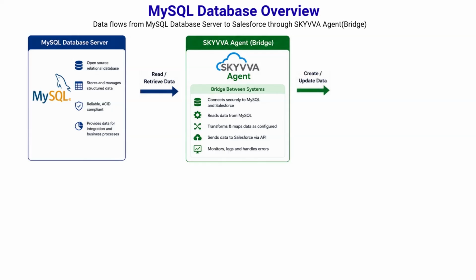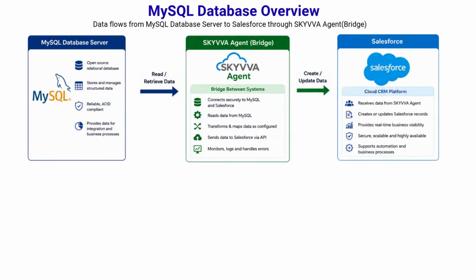Step 4. Send data to Salesforce. Once the data has been successfully transformed and validated, the SKYVVA agent sends it to Salesforce through the Salesforce API. The communication is secure and uses the configured authentication method. The agent efficiently transfers the processed records and ensures that each request is delivered successfully. If any issues occur during transmission, the SKYVVA agent records the error, generates detailed logs, and can retry or report the failed transaction based on the configured integration settings.